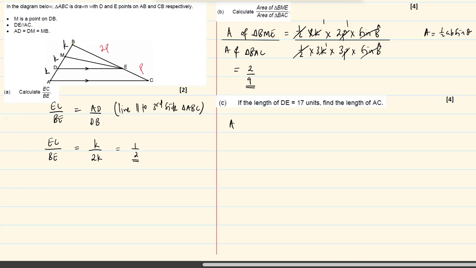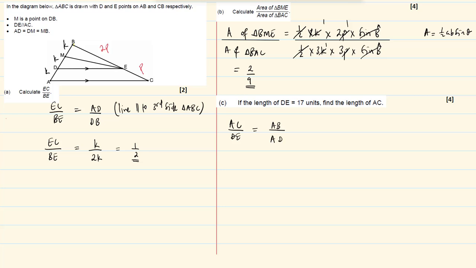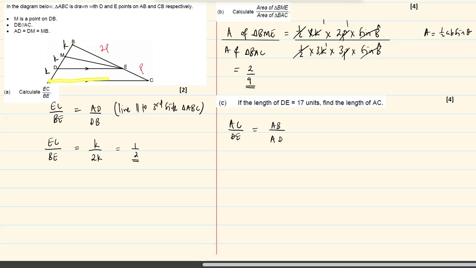So I will say AC divided by DE must equal the corresponding sides. I could say there that AB divided by AD. Sorry, that's not AD, it's going to be BD, so it's from the smaller triangle. So if you take a length from the longer triangle, and then you take a length from the smaller triangle, this one, BD, so you can see BD is 2K units.